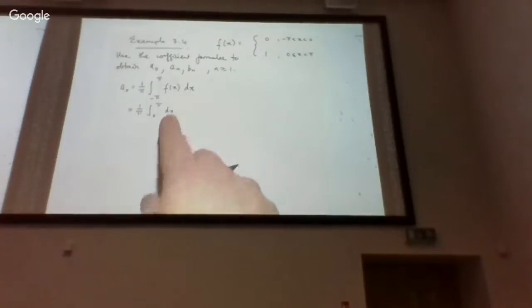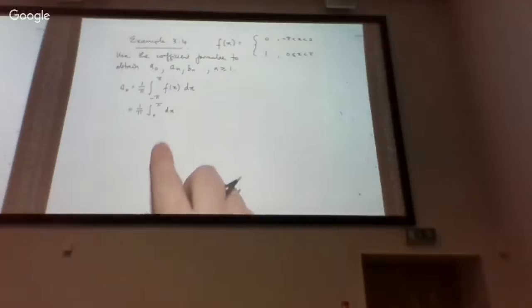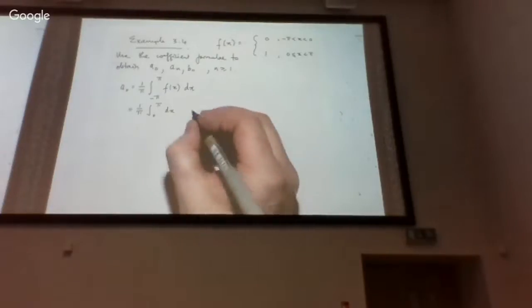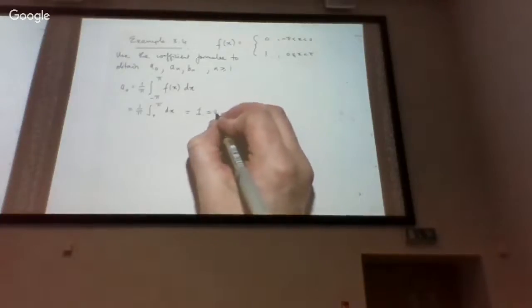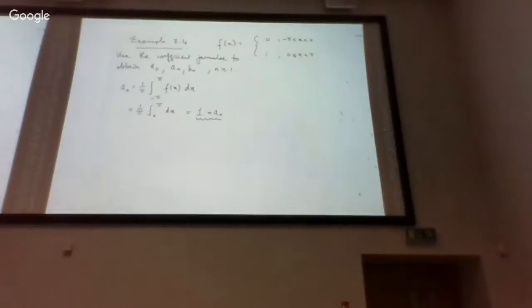The integral of the function 1 over a finite interval is just the length of the interval, pi. So this A0 just comes out as 1. That's your A0. Okay, so that explains why, but remember, the constant coefficient in the Fourier series is half of A0 from the formula. So that confirms that we've got that half value, the constant value in the Fourier series, as expected.